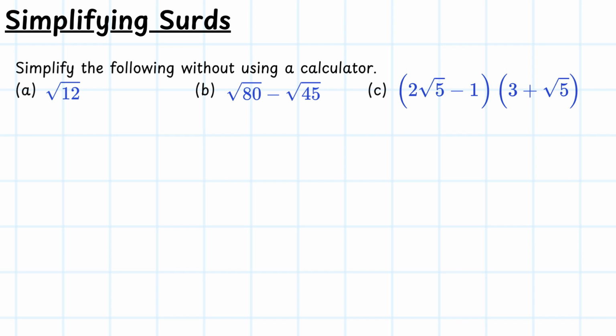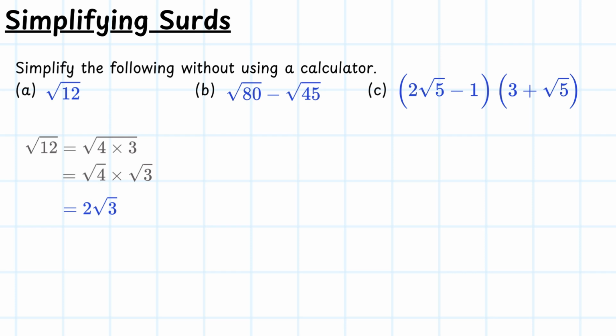As a general rule, when simplifying surds, always look for square numbers within the radical and factor them out. For example, in part A, the number 12 contains the square number 4. Using the first law of surds, we can rewrite this as the square root of 4 times the square root of 3. Since the square root of 4 is 2 and the square root of 3 remains a surd, we stop here. The final answer is 2 square root 3.